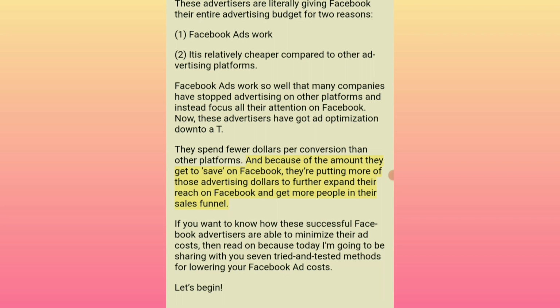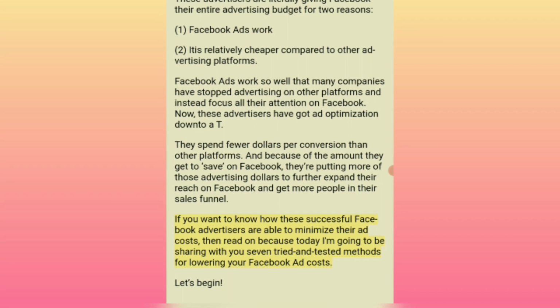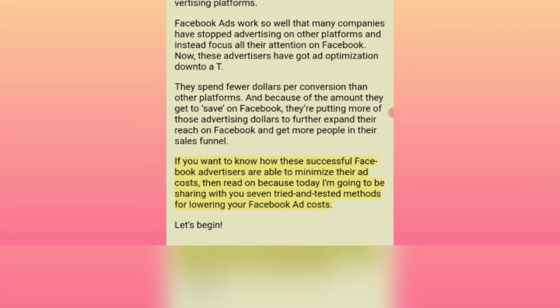If you want to know how these successful Facebook advertisers are able to minimize their ad costs, then read on, because today I'm going to be sharing with you 7 tried and tested methods for lowering your Facebook ad costs. Let's begin. Technique number 1.